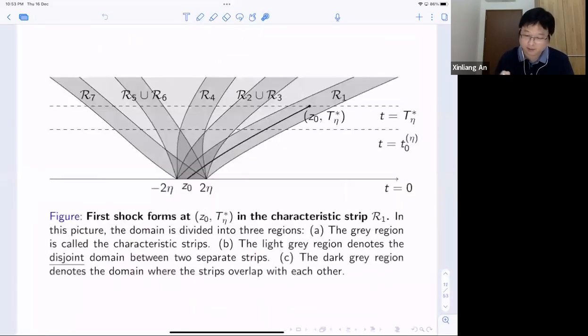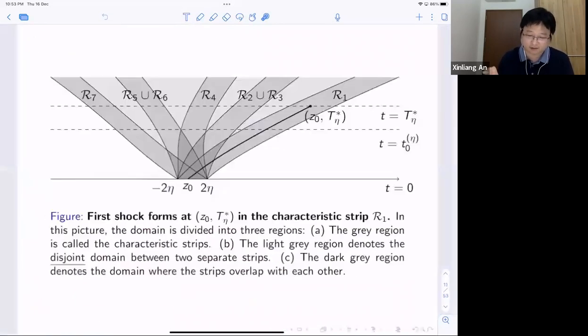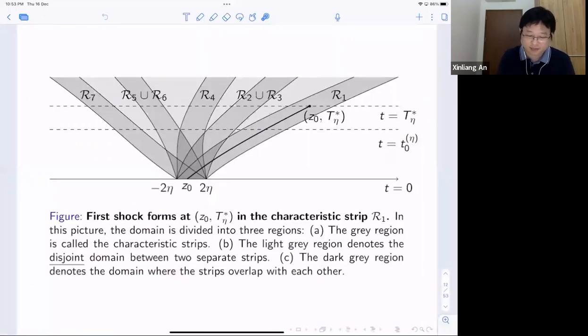Let me try to explain what the scenario looks like. This is a picture for the MHD. Later we will see that one of the key difficulties for both the elastic wave and the MHD is that we have multiple wave speeds. For the MHD, some quantities travel with different wave speeds, up to seven different wave speeds. In general relativity, we only have the speed of light, so only one speed.